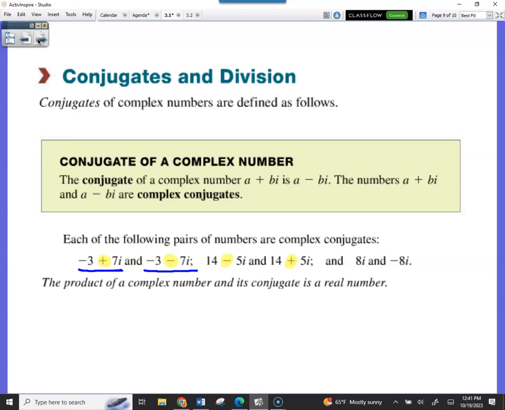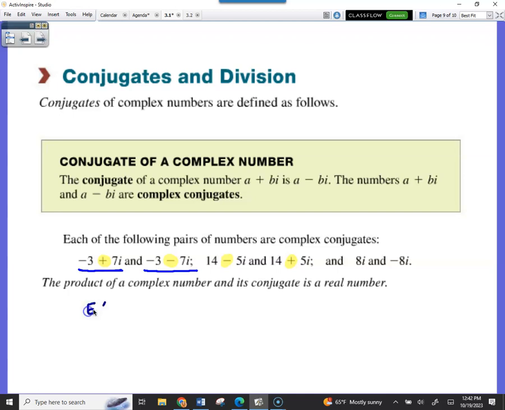So what is the conjugate? Here's an example. -3 plus 7i. The conjugate would be -3 minus 7i. What do you notice changed? The sign of the imaginary number. Okay, here's another one. 14 minus 5i, and the conjugate is 14 plus 5i. The imaginary number is the only thing that has a sign change. Real number stays the same. So keep this in mind. Make note. It is just the imaginary part that gets a sign change.